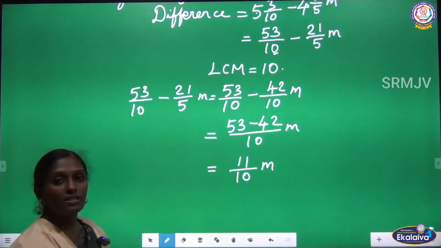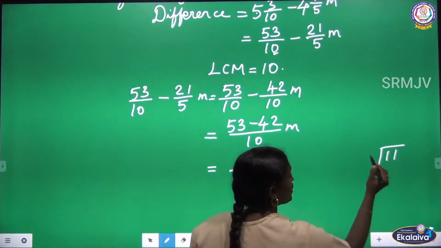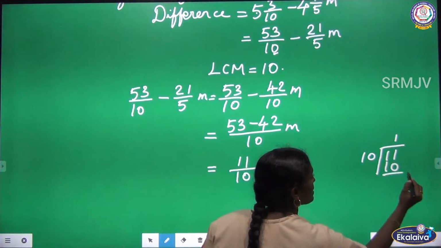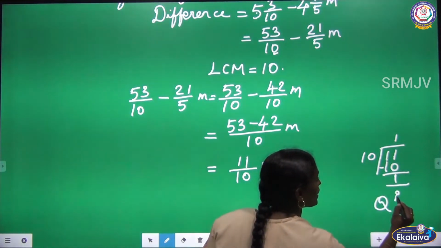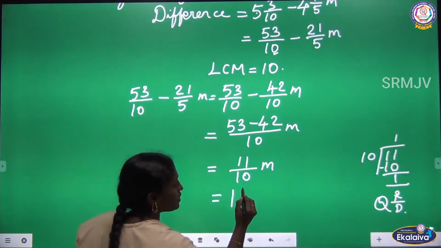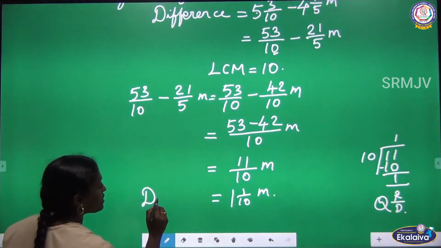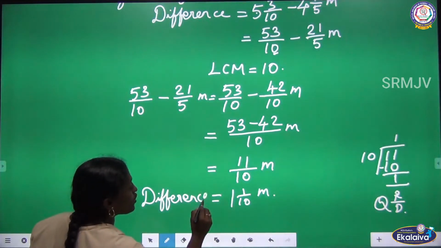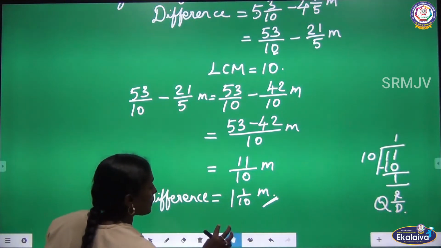Here 11 by 10 is an improper fraction. So we have to convert it into a mixed fraction. So we have to divide the numerator by the denominator. In 11 only one time 10 is there. So 11 minus 10, that is 1. So we have to write in the form of quotient remainder by divisor. So the quotient is 1, the remainder is 1 divided by 10. This is the difference between these two given distances. So Ballab jumped 1 by 10 meter more than Maninder.